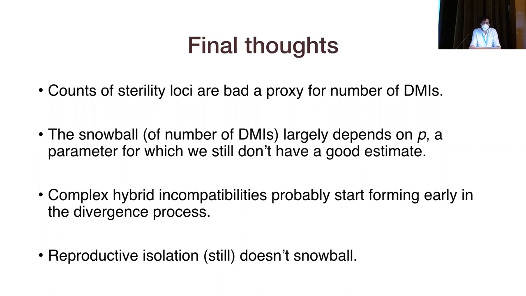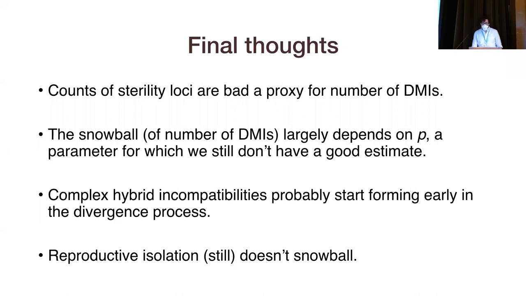Complex hybrid incompatibilities probably start forming early in the divergence process. And by that, I mean probably much earlier than most of us are comfortable with. Very, very early nascent species might be having clusters that we wouldn't expect. And just to harp a little bit more on this, reproductive isolation still doesn't snowball. And even worse, with my results, it snowballs even less, because if a lot of these things agglomerate pretty early, then they tend to interact very early. Therefore, they probably have diminishing returns or some other interactions that mean that reproductive isolation is not being accumulated in a normal quadratic fashion.